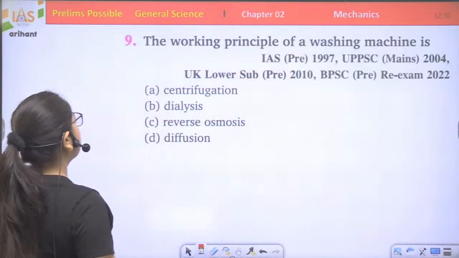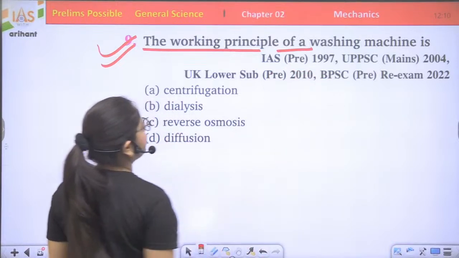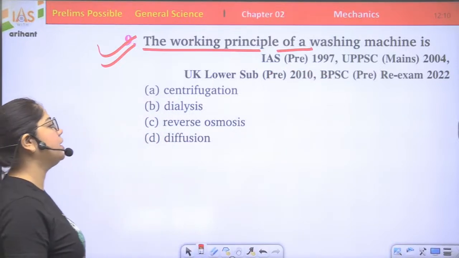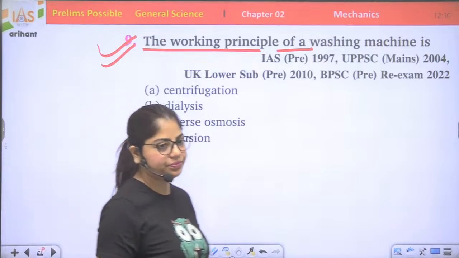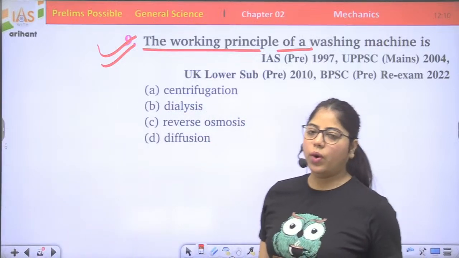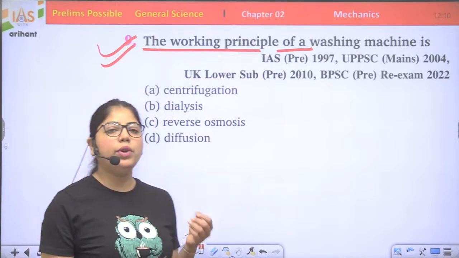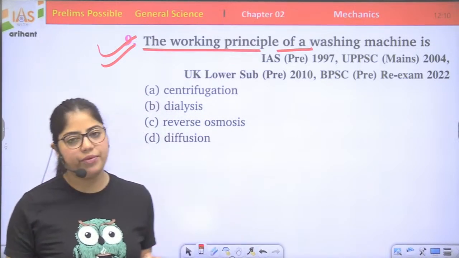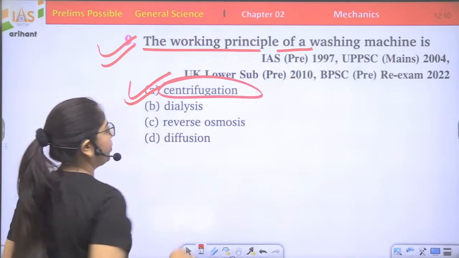Come, next question. Question number 9. The working principle of a washing machine is centrifugation, dialysis, reverse osmosis, or diffusion. What is the working principle of a washing machine? How will you answer this question? Centrifugation, right? So the correct answer is option number A, centrifugation.